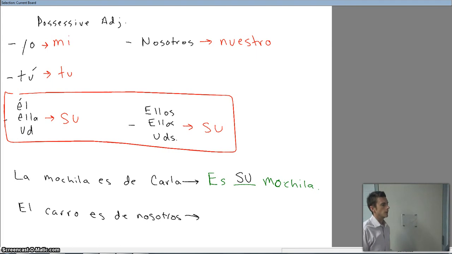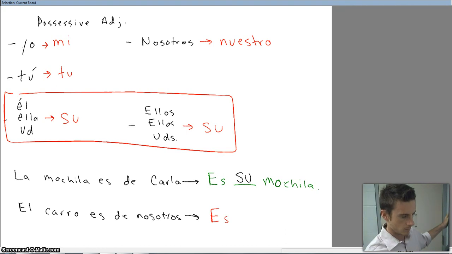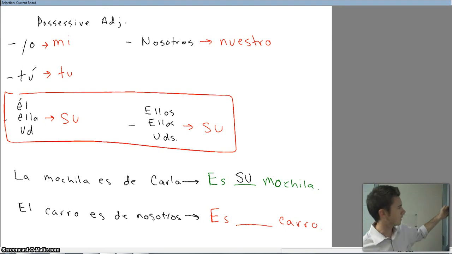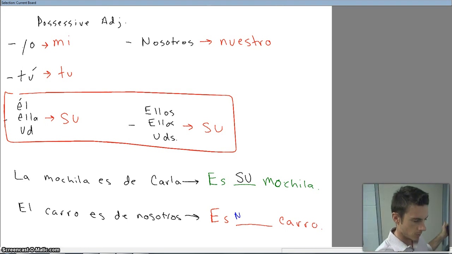Es su mochila. What about el carro? El carro es de nosotros. Belongs to us. How would we say it's our car? What would go in that blank? You want to say it's our car. What's going to go in that blank? You should have chosen nuestro. Es nuestro carro. It's our car.